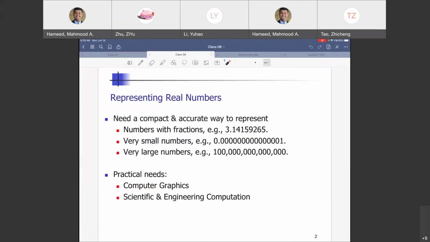Representing real numbers. Now, we need a consistent way to represent numbers. What do those include? They include fractions. They include very small numbers, 10 to the negative 14, 15, or very large numbers, because that is going to be a practical need in, say, computer graphics or any kind of scientific or engineering computation. You will have the need for expressing very, very small numbers to very, very large numbers. Includes fractions, includes signed numbers, and so on.